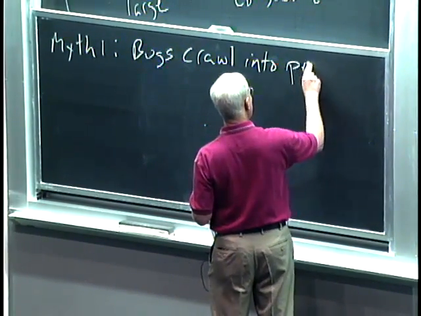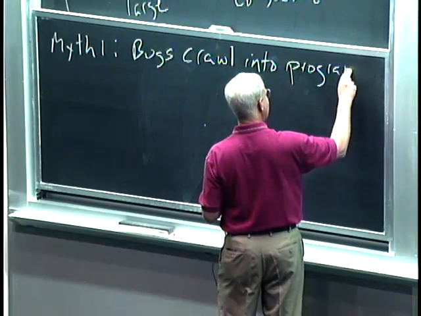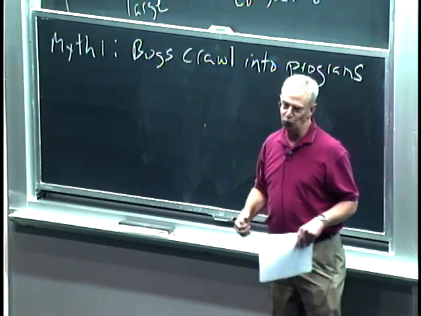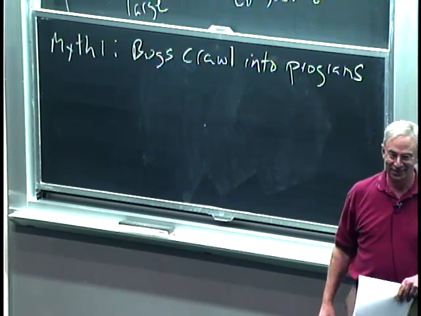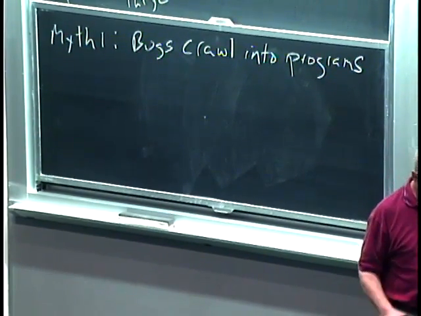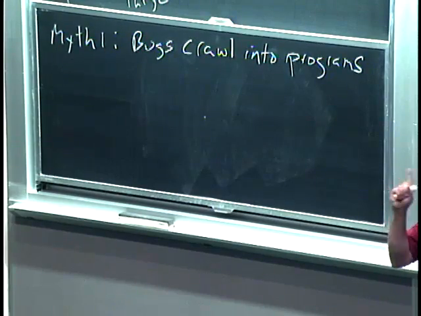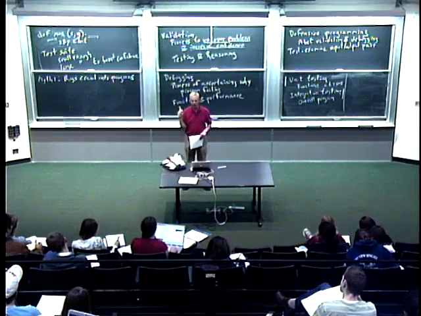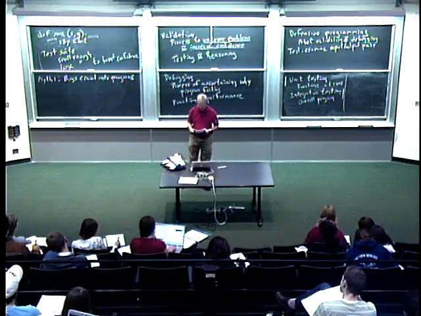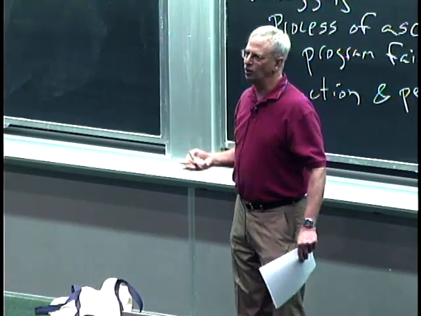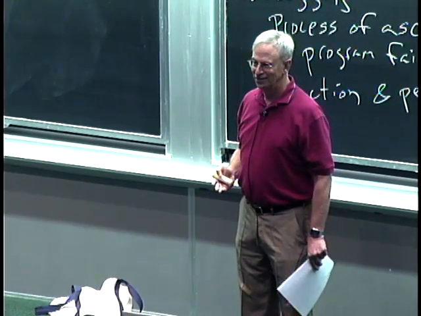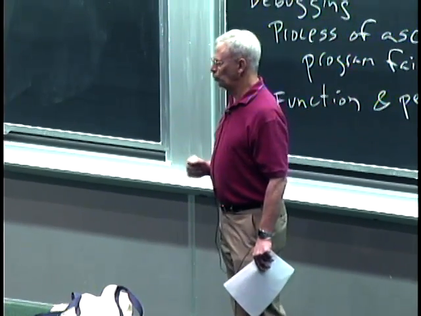Well, it may have been true in the old days when bugs flew or crawled into relays. It's not true now. If there is a bug in the program, it's there for only one reason. You put it there, i.e., you made a mistake. So we like to call them bugs because it doesn't make us feel stupid. But in fact, a better word would be mistake.